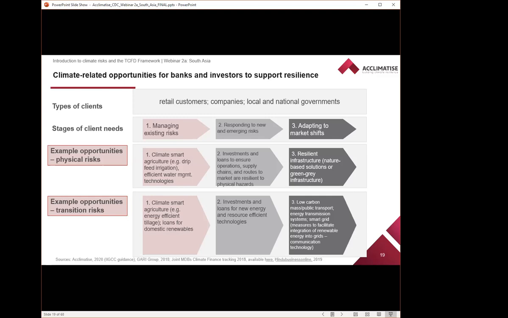You can think about clients that are responding to emerging transition risks, such as emerging emissions targets, and they could need investment, for example, in energy efficiency technologies and solutions in their businesses. And finally, you could think about governments who also will need support in future to finance low carbon and resilient infrastructure as part of smart grid measures, for example, or nature-based solutions such as green roofs and natural flood defenses. Next slide, please.